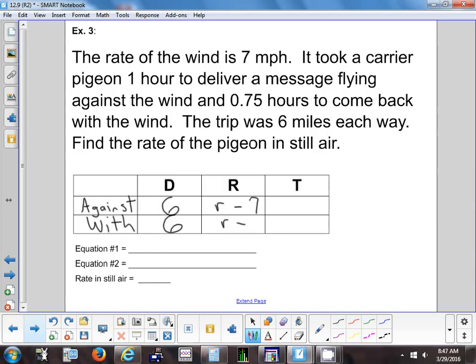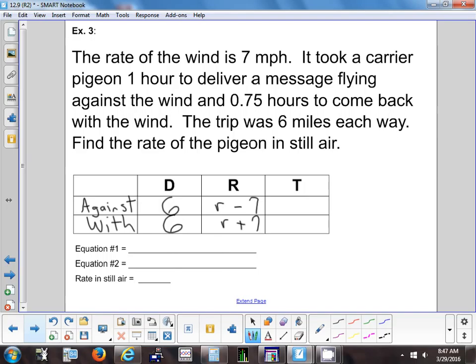So same thing if we're going upstream or downstream. Upstream, you're fighting the current, and it's going to slow you down. Downstream, man, that's easy. You can just coast. You don't have to paddle as much because the current's taking you. All right, so we got R minus 7. We're always going to give you the rate of the wind, or the rate of the current, so you're just going to add it or subtract it depending on which trip you're on: upstream, downstream, with the wind, against the wind. All right, now, time.